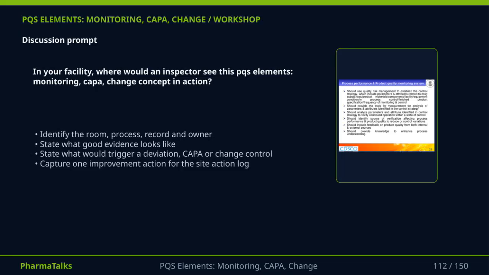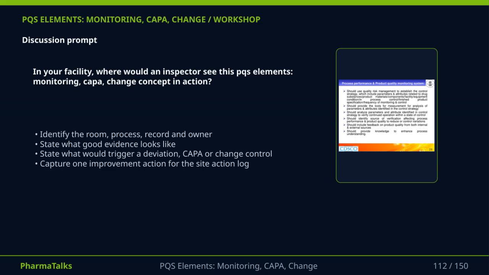Let's consider where an inspector might observe key pharmaceutical quality system elements like monitoring, CAPA, and change management in your facility. Think about specific rooms, processes, records, and who is responsible for them. For example, monitoring might be evident in the quality control lab, with records of environmental conditions and equipment calibration.